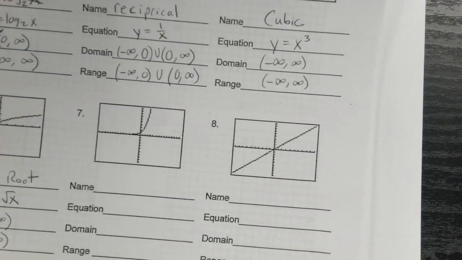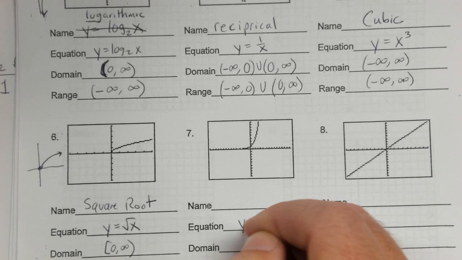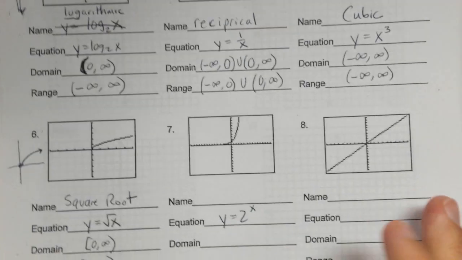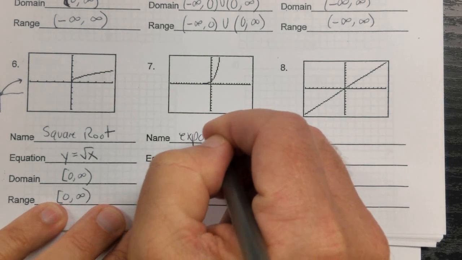Number 6 we already did. That leaves 2 left, but I bet you know what 8 is. So what's number 7? 2 to the x. So that's an exponent, exponential.